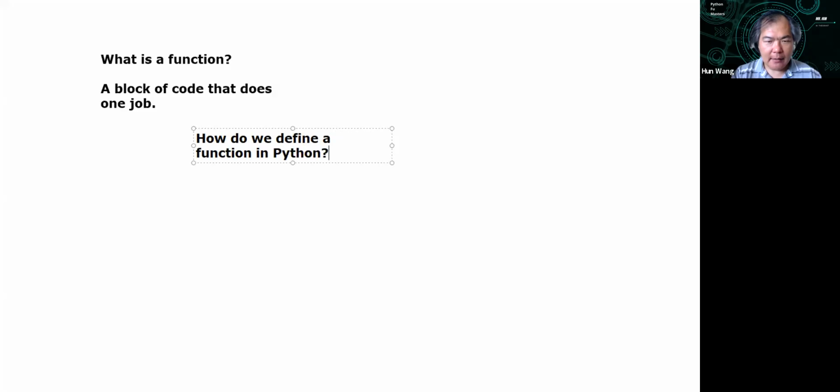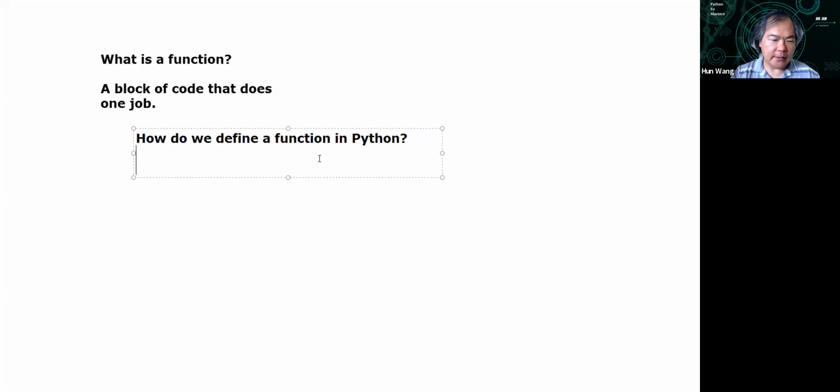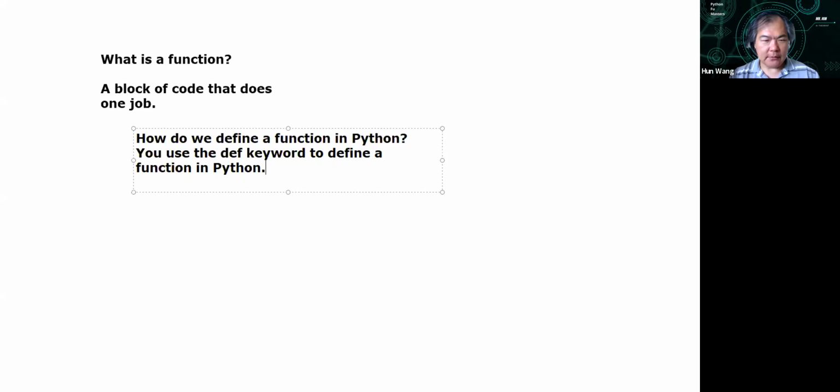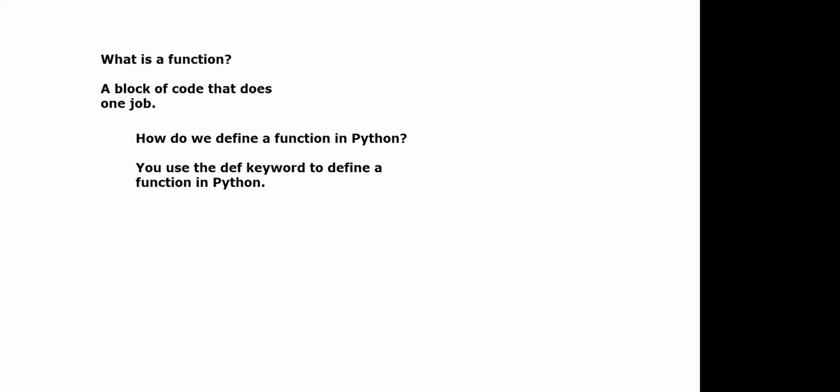Okay. How do we define a function in Python? You use the def keyword to define a function in Python. Okay, right? So you use the def keyword to define a function in Python. Oh, right.